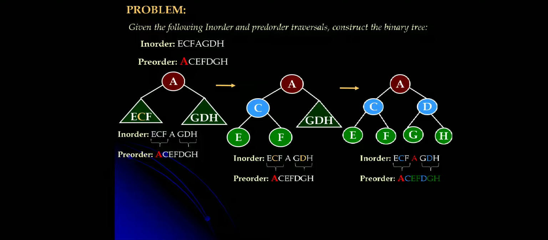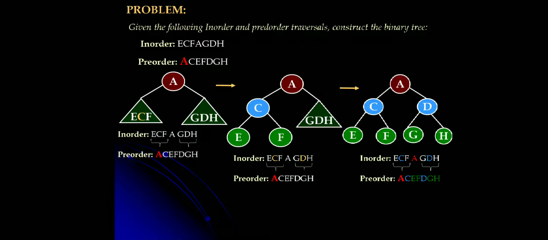You can identify A as the root node, and go back to the in-order traversal and mark A in that in-order traversal. To the left of A you are finding ECF and to the right of A you are finding GDH. That means ECF are the left subtree nodes of the tree, and GDH will be the right subtree nodes. So after identifying the root, to go for constructing a partial binary tree, you can see in the first diagram, A is the root we have identified with the pre-order traversal, and ECF are the left subtree nodes and GDH are the right subtree nodes.